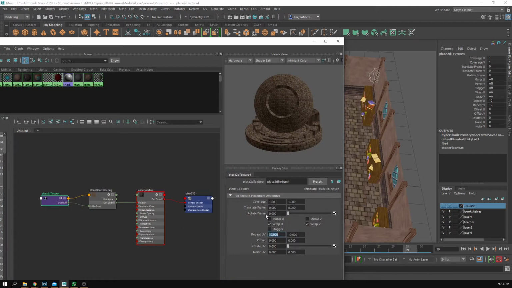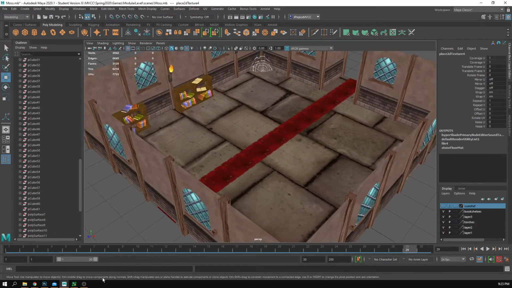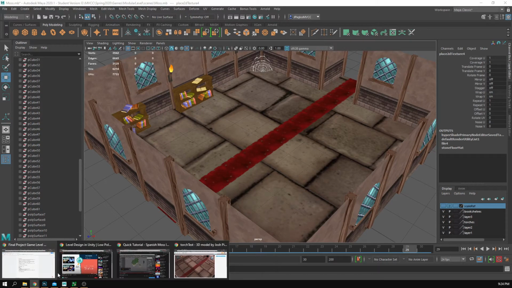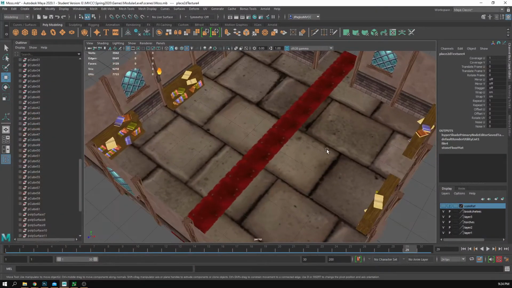If I take my repeat UVs, do that one by one, and I look at this. Okay, that looks a lot like what I was dealing with earlier. So let's look at that again. Yep, that's the same issue that I got. So how do I fix this?